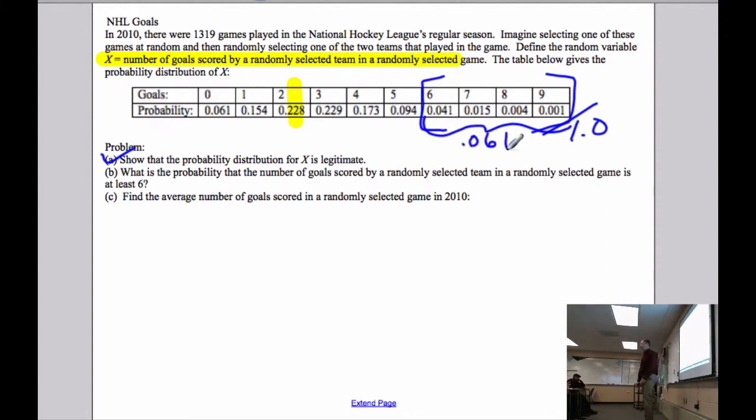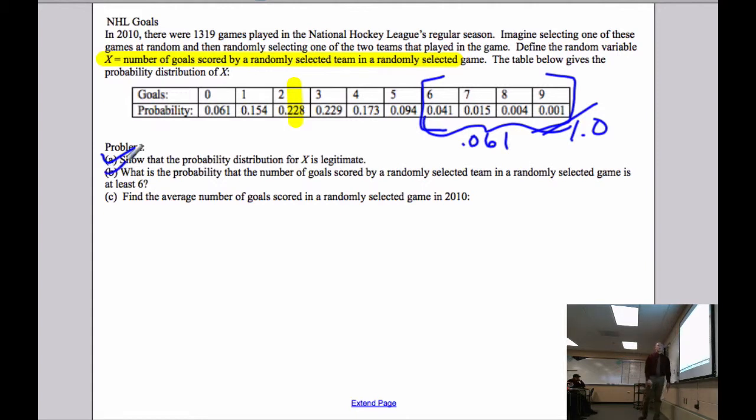So the probability I would pick a team where they've scored 6 or more, 6, 7, 8, or 9 goals, is about a 6% chance. But the probability is 0.06 or 0.061. Any problems with that one? If you can add, you can do that one. You just have to understand what they're looking for. Okay, took care of that.